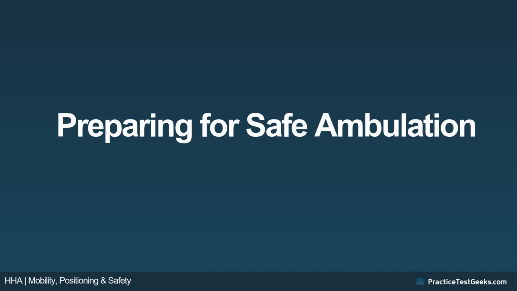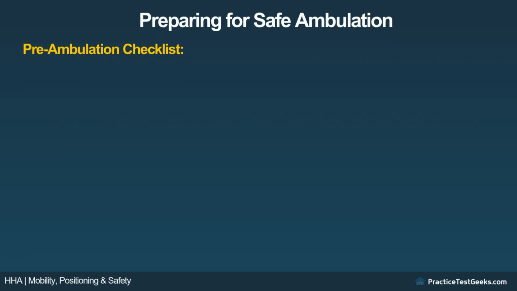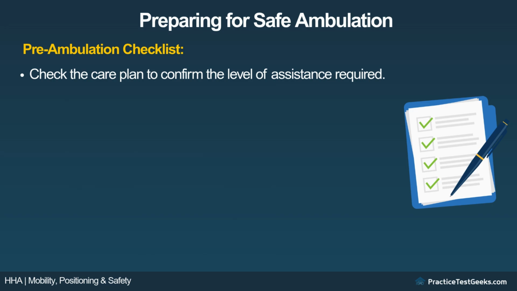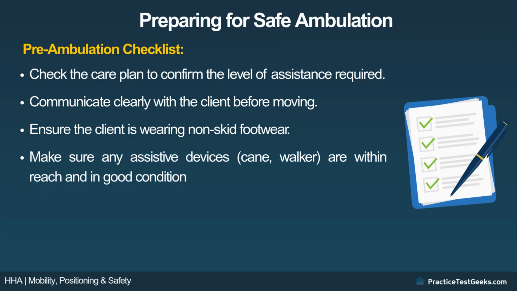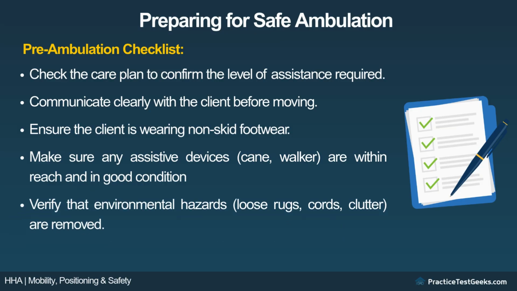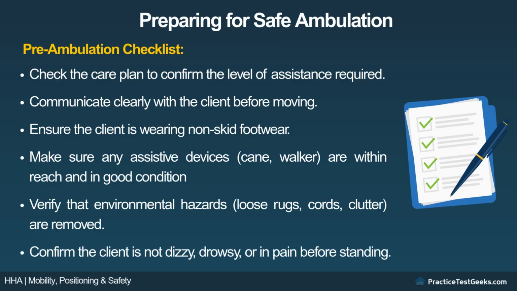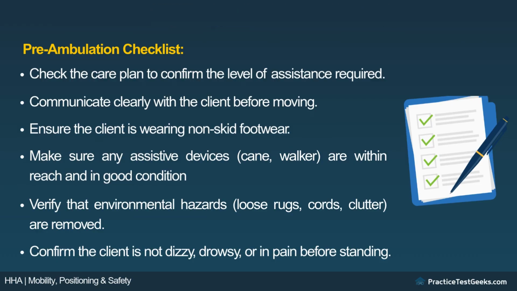Preparing for safe ambulation. Pre-ambulation checklist. Check the care plan to confirm the level of assistance required. Communicate clearly with the client before moving. Ensure the client is wearing non-skid footwear. Make sure any assistive devices, cane, walker, are within reach and in good condition. Verify that environmental hazards, loose rugs, cords, clutter, are removed. Confirm the client is not dizzy, drowsy, or in pain before standing.